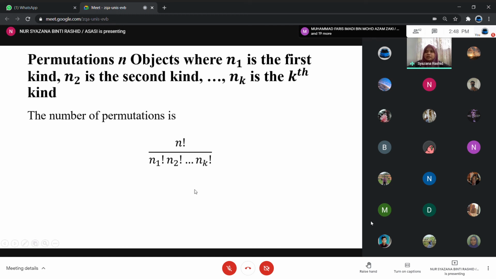We only use formula number 4 if there is an identical object. And of course we will arrange this in a row, bukan dalam circle. Mesti arrange dia dalam row. Okay, arrange dia dalam satu barisan. Ada starting, ada end.